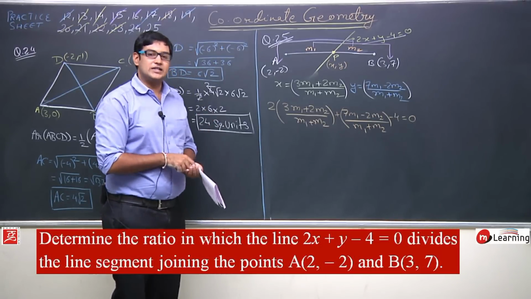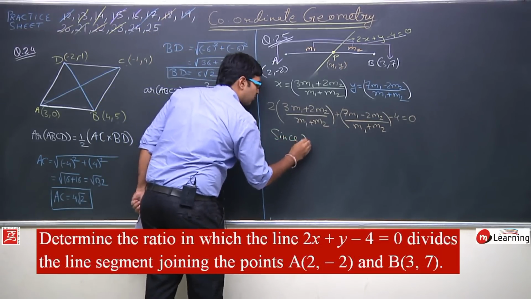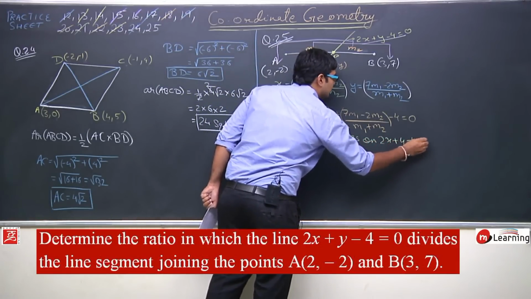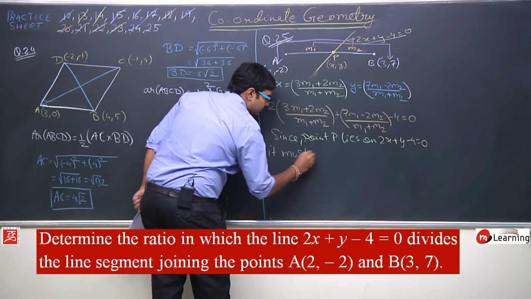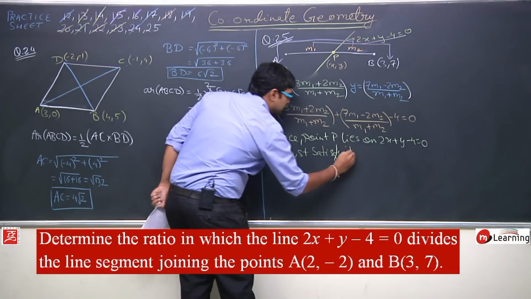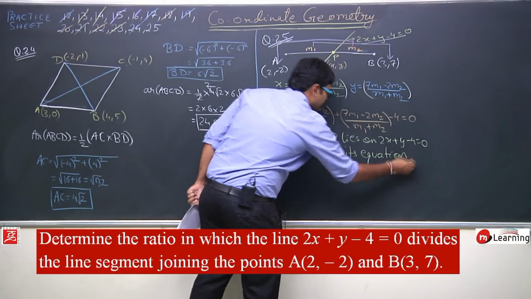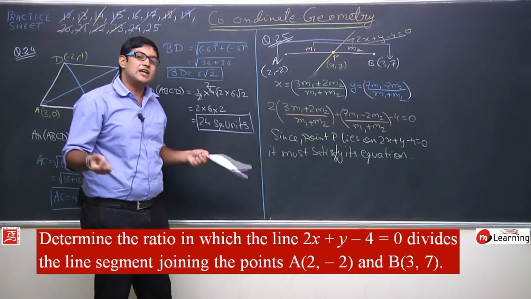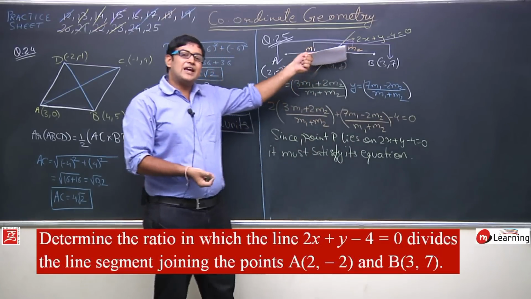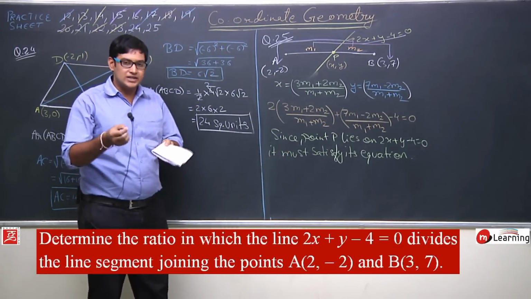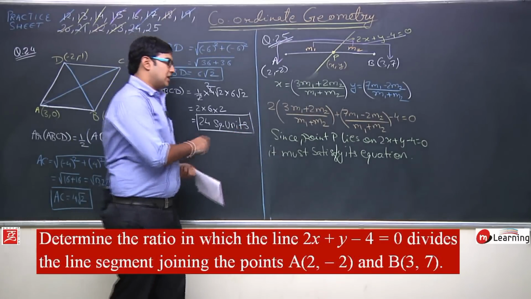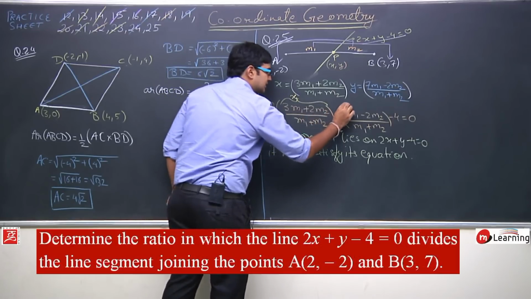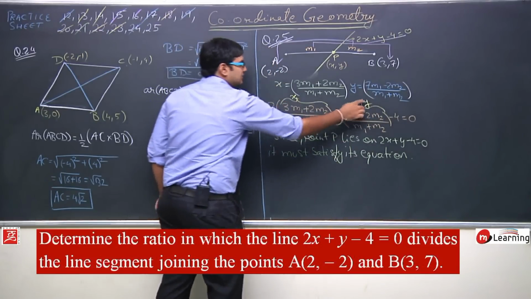OK? Why have I written this condition? It's because point P lies on 2x plus y minus 4 equals 0, so it must satisfy its equation. Point P must definitely satisfy this equation. If it does not satisfy it, it cannot lie on this line. But if it lies on the line, satisfying the equation is a necessary condition. OK, now we got this expression. What did we do? In place of x we put this, so this is basically x and this is y. So 2x plus y minus 4 equals 0.